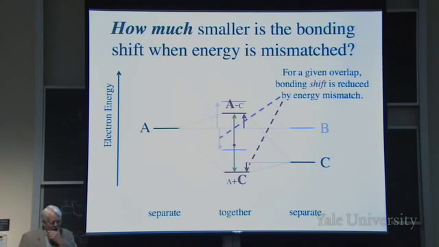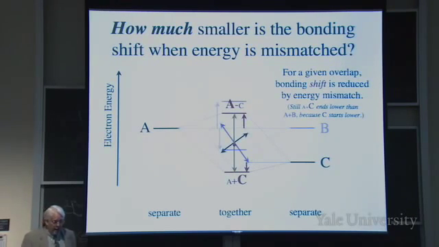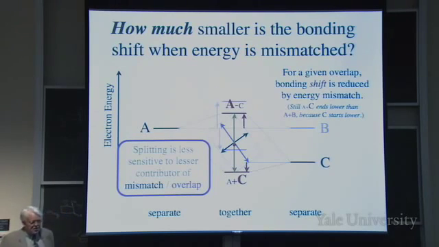Okay? Now, for a given overlap, the bonding shift, how much the electrons changed when the atoms came together, is reduced if the energies aren't well matched, if you have the same overlap. You don't get as strong a bond from that point of view. The energies didn't shift down as much or up as much. But still, A plus C will be lower in energy than the original one was, A plus B. Okay? And we had that construction, which shows us an interesting thing, which is the splitting is not very sensitive to the one of these contributions that's smaller.